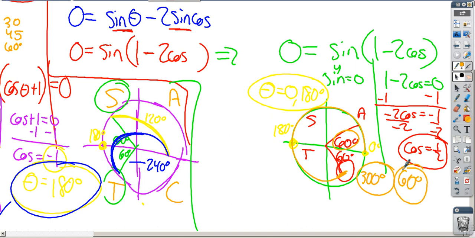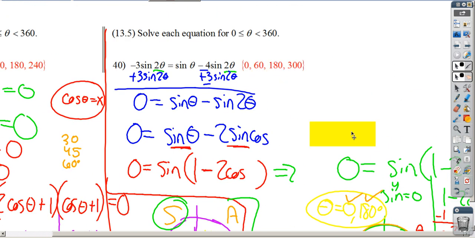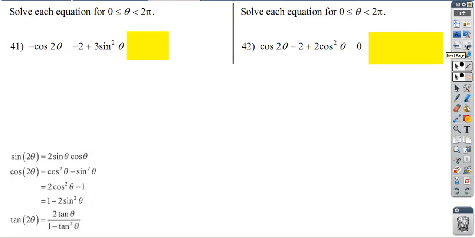So we have four solutions. We have 0, 180, 300, and 60. So let's double check that. 0, 180, 60, and 300, and that works. Alright, still some more double angle identities, but we'll still be able to see these strategies in use. So let's do this one.